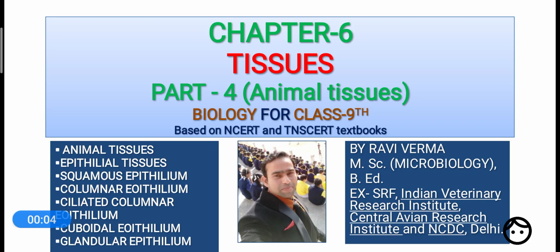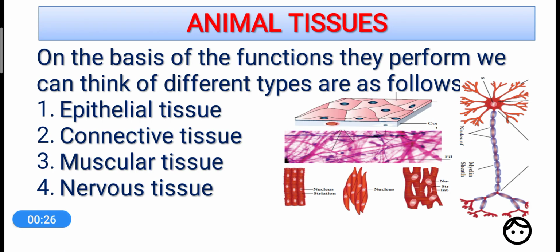This is the part 4th of the chapter number 6 from your NCERT textbook of science. The title of the chapter is Tissue, and this is the second chapter of biology for class 9th. Dear students, in the previous parts we have discussed all the plant tissues, and in this video we are going to cover the animal tissues. We are going to start the animal tissues. So let's proceed on to it.